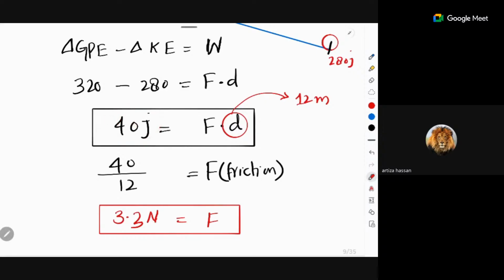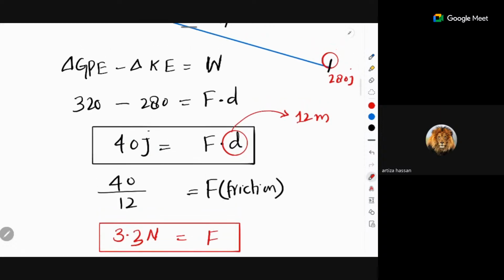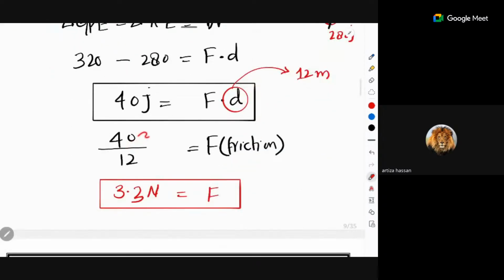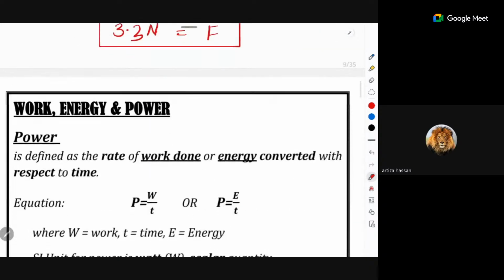Now, moving on, what will be the total work done against friction? 40 joules. But again, if you want to find the frictional force, what is that? Friction force is F into D. So what is D? I told you that from this point to this point, it is 12 meters. So you have divided 40 by 12. So you got 3.3 Newton. So I believe that all this calculation will be helpful for you.